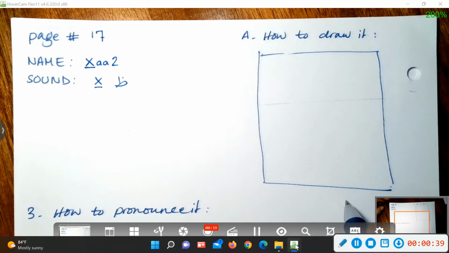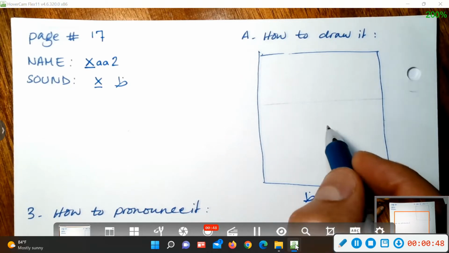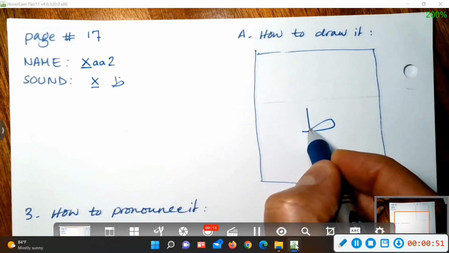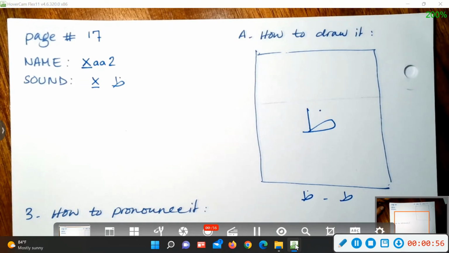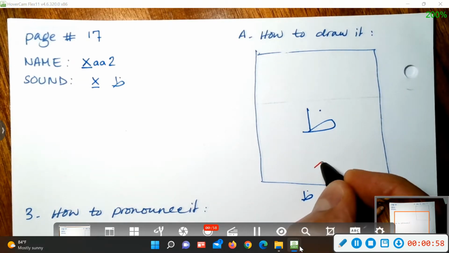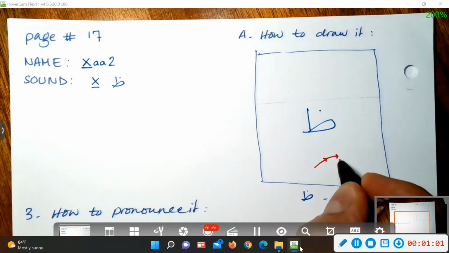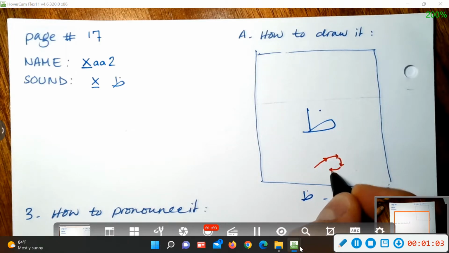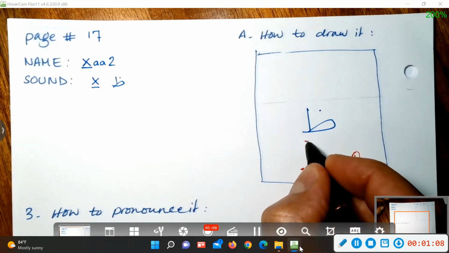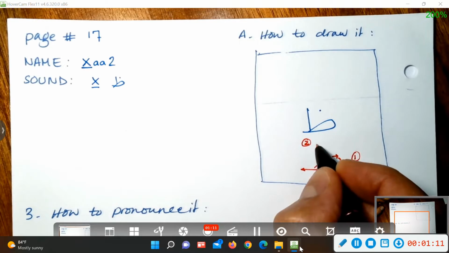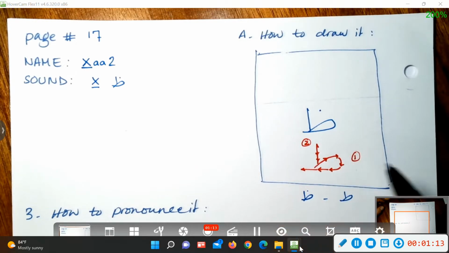Now, if we study ta, then we will know how to draw the. It's the same letter with a stick and a dot. And written the same way, start from here. That's 1 and 2 is this.